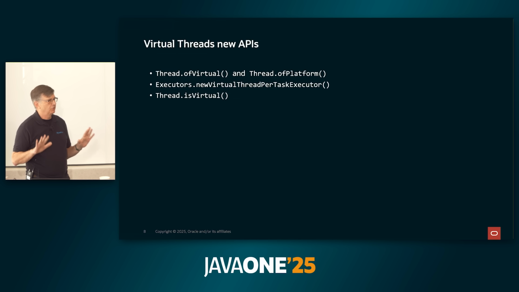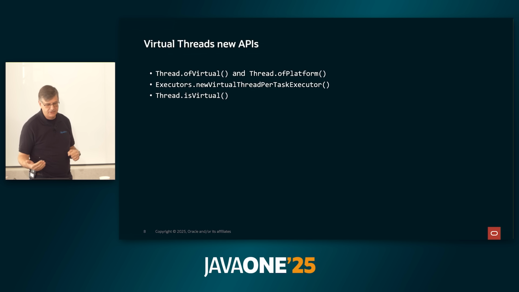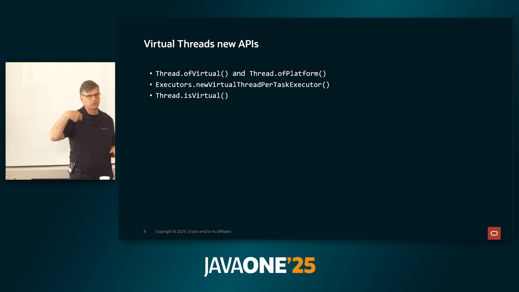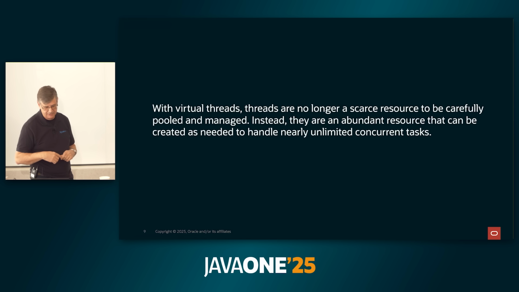I said that virtual threads are API compatible with traditional threads. That is true. There's also a couple of new APIs. You can inspect a thread and see if it's of type virtual or platform. There is a new executor, the virtual thread per task executor, which just keeps on handing out virtual threads. And then you can create virtual and platform threads with thread of virtual and thread of platform. Thread is virtual tells you if a thread is virtual or not.